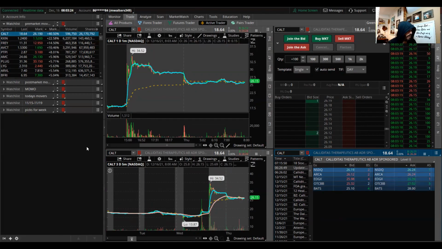26 million share float, that's not high, that's not crazy high, but the price is high. So how many retail traders are going to be trading a stock that's $26 a share? I don't know. Maybe they do. Maybe they will. It is the top gapper, but it hasn't really done anything the entire pre-market.